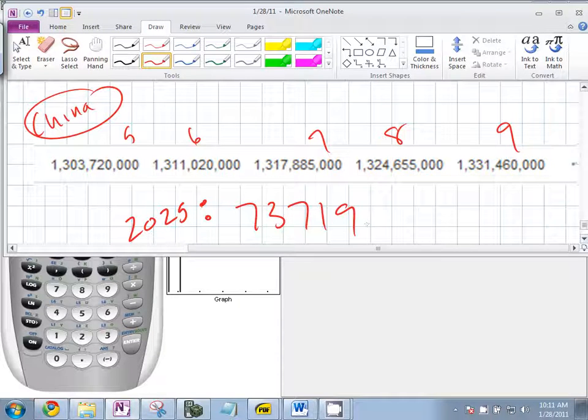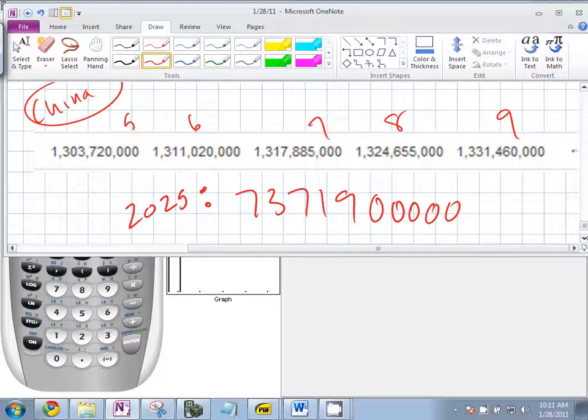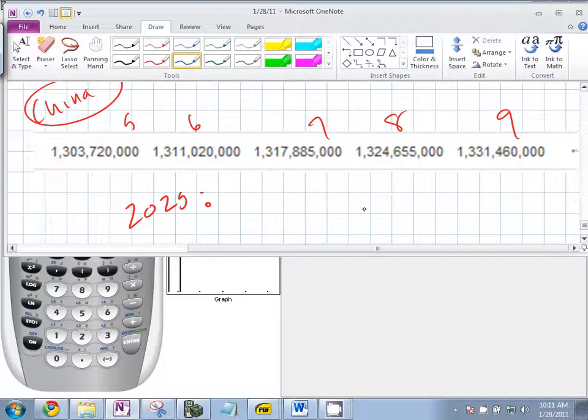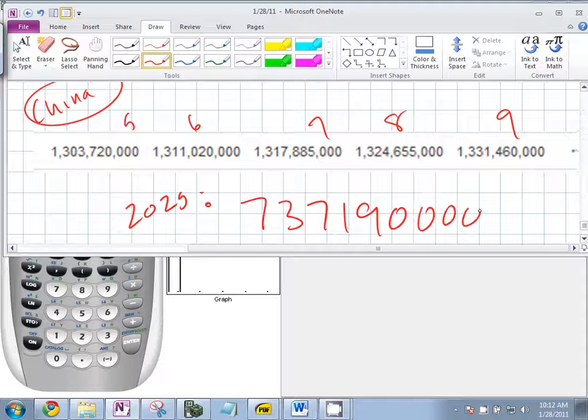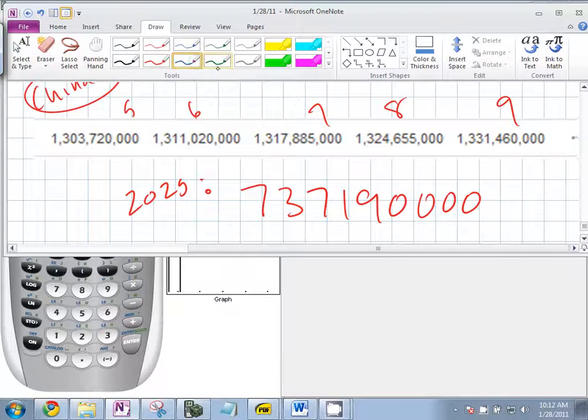73719, yes? Zeros, like that? No, 4 zeros? That's less. Yeah, that's less. So can someone actually give me a number that makes sense? That would be great. I got that too, though. So what is it? 737, yep, 190, yep, 000. Like that? So we end up with 730. Okay, guys, I don't understand.